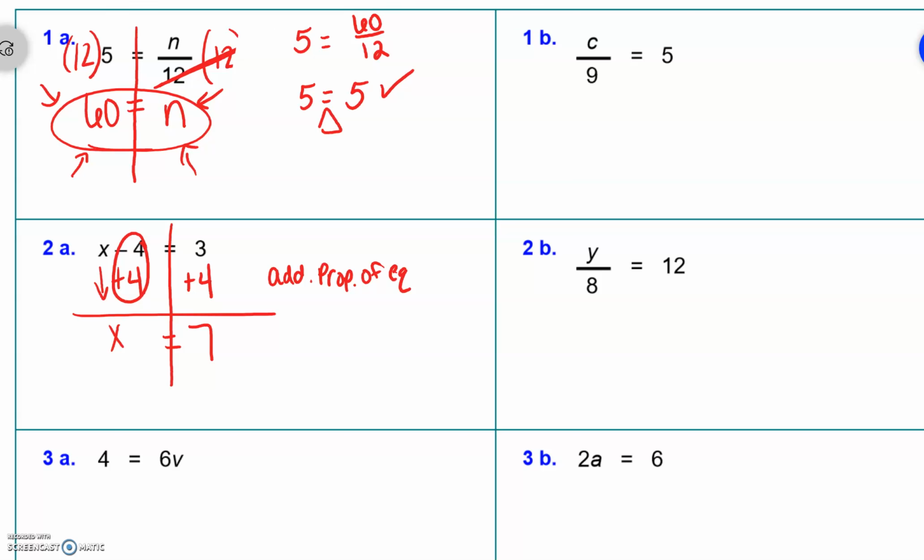So let's check it. Substitute 7 in for x. 7 minus 4 equals 3. 7 minus 4 is 3. 3 equals 3. It's balanced. Yes. Right answer.